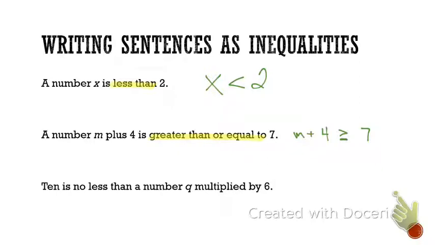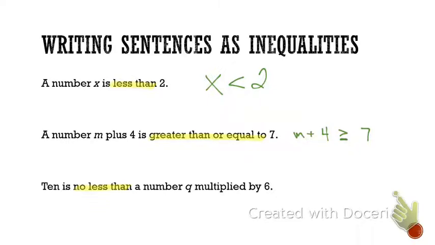Okay, so 10 is no less than, so this is one of the tricky ones. It's 10 is no less than a number q multiplied by 6. All right, so again, you have to remember, if I say something can be no less than, you can be no less than 18 to vote. Okay, well, no less than means it can't be below that number.